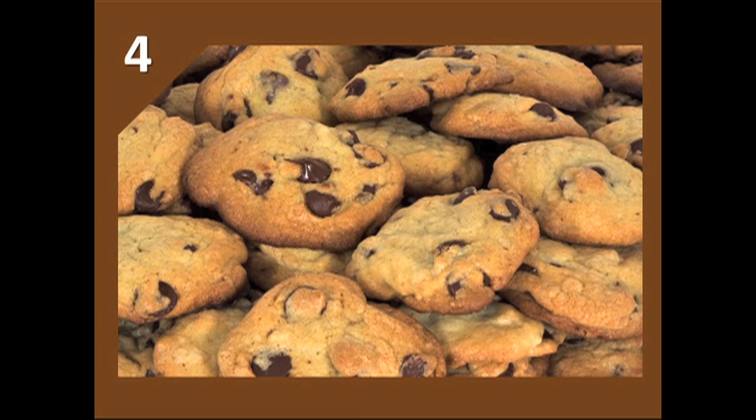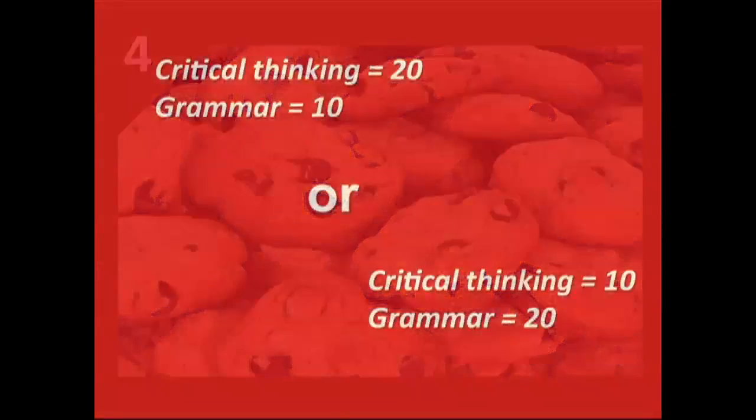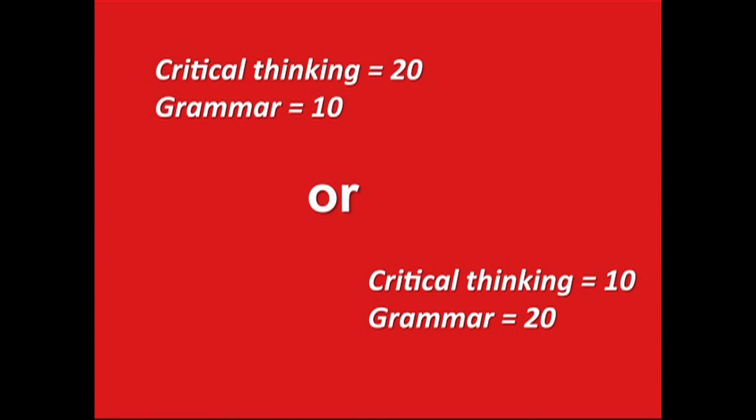For step 4, decide how much weight to give each criterion. Are all worth the same value? Are some more important than others and therefore worth more points? For instance, if you are grading an essay, is evidence of critical thinking more important than grammar? Or the other way around?